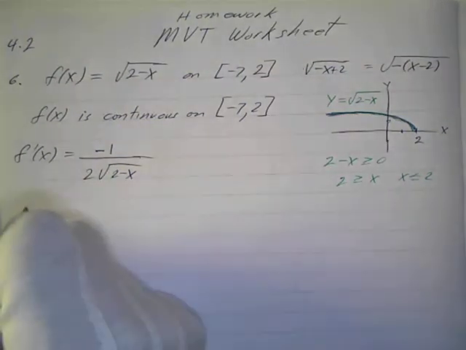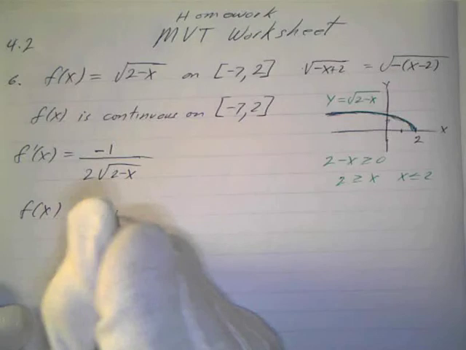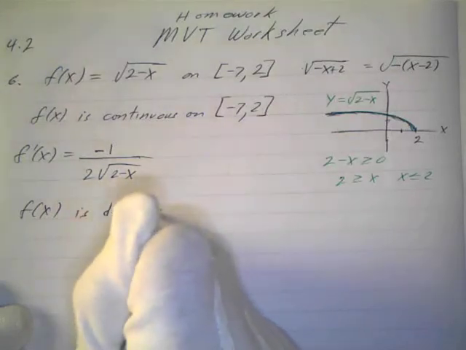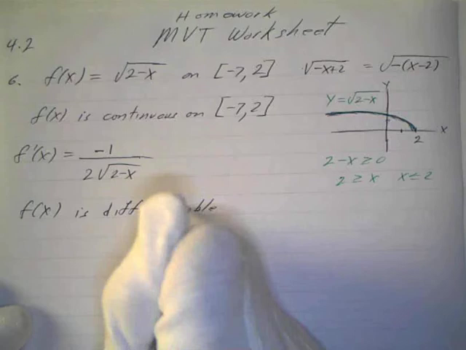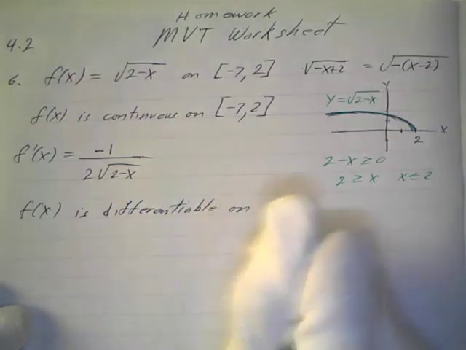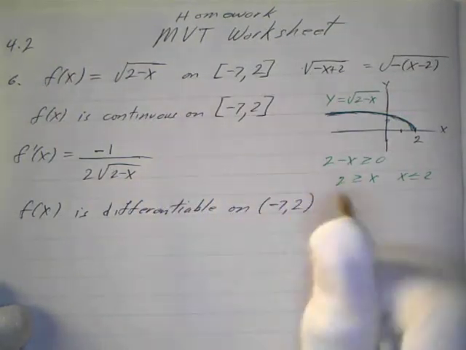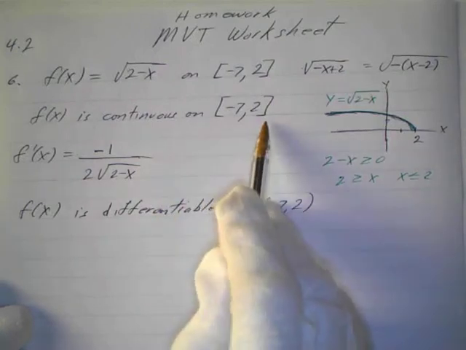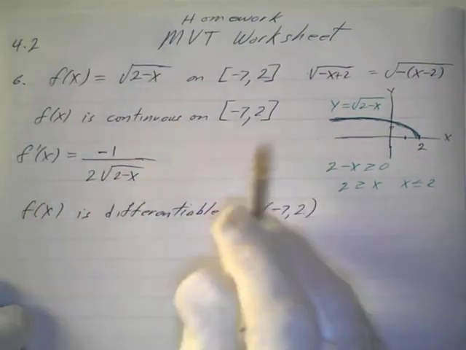So we'd say that f of x is differentiable on the open interval, -7 to 2. It's not differentiable on the closed interval because it's not differentiable at 2, because 2 minus 2 is 0. We've got 0 in the bottom, so that doesn't exist.